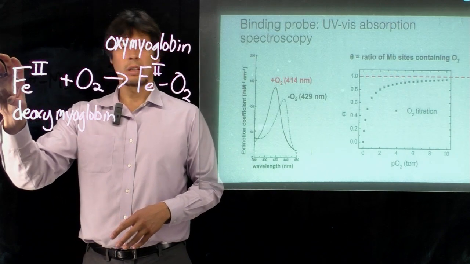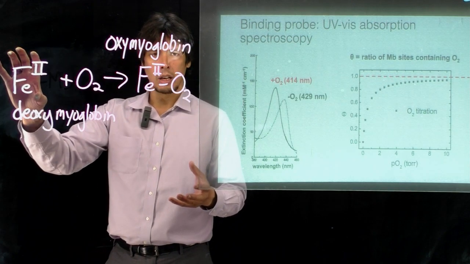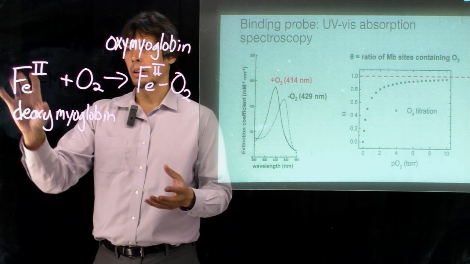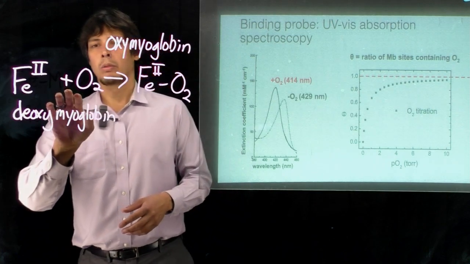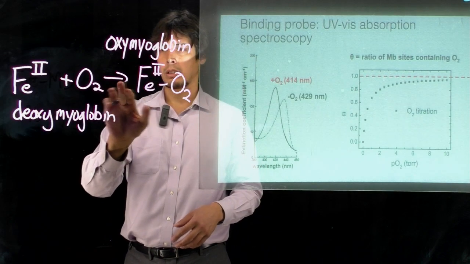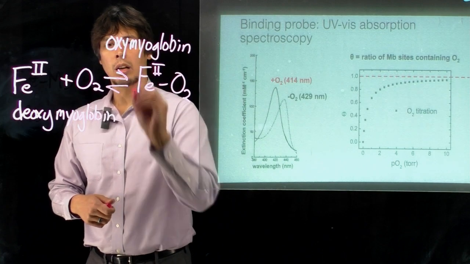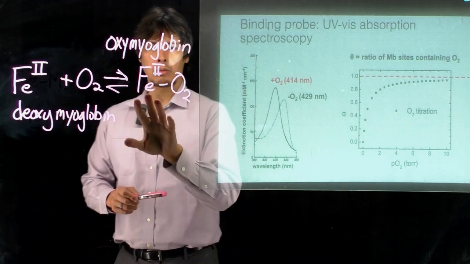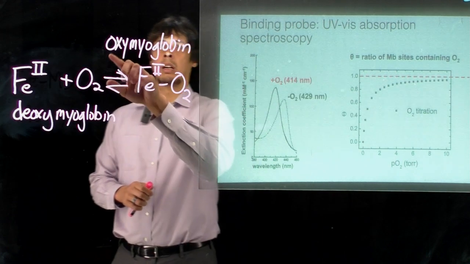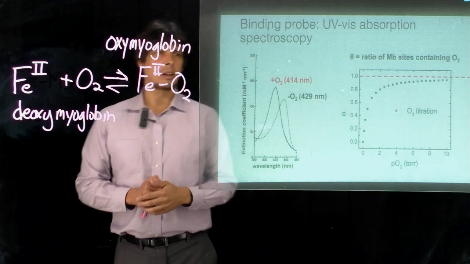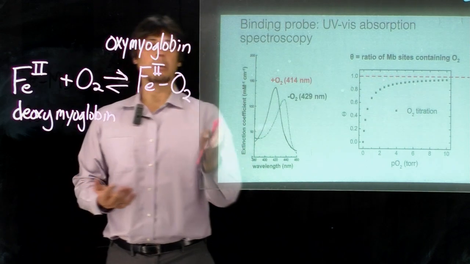So if this is the iron in a myoglobin, in the iron 2 state, that's primed to be able to bind to oxygen. And when oxygen is not bound, we call that deoxymyoglobin. When O2 binds to this, and we should write this as an equilibrium because this is reversible, we form the iron 2 O2, the O2 bound myoglobin, and we call that oxymyoglobin.